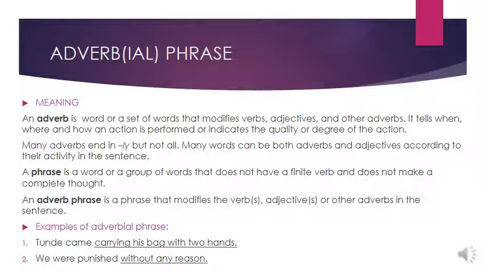Tunde came carrying his bag with two hands. It is telling us the way Tunde came, the manner with which Tunde came. How did Tunde come? Tunde came carrying his bag with two hands. We were punished without any reason. Why were you punished? We were punished without any reason. Now, I will be discussing this more in the next slide.